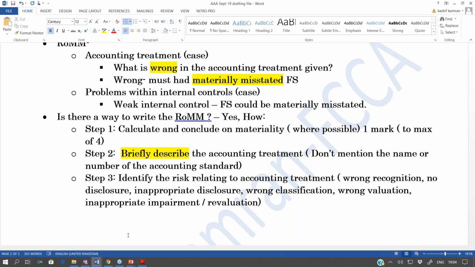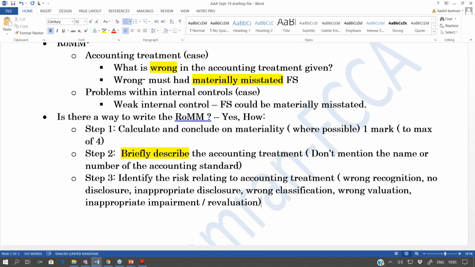Recognizing something, presenting something, disclosing something. So what is the risk? The risk can be of a disclosure. The risk can be of a recognition. The risk can be of a revaluation. The risk can be of impairment. So are you getting the point of risk? What the examiner wants in step 3 is that you try to identify the risk. If the question says the share-based payment expense is not recorded, then what's the risk? The risk is no recognition of an expense. If it says related party disclosure is not made, then the risk is no disclosures. So are you getting the point?